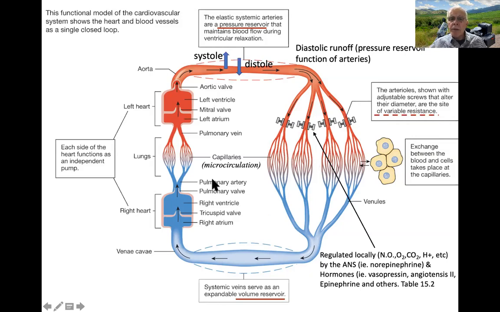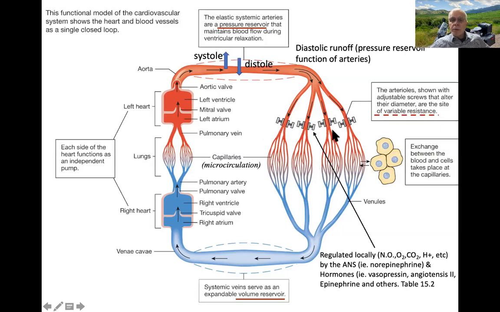The capillaries I've indicated here, that is the microcirculation. Later we'll talk about microcirculation and capillary exchange of nutrients and waste. So over here is just some cells representing nutrient uptake, waste disposal. And again, we'll do that toward the end of this chapter, toward the end of chapter 15.